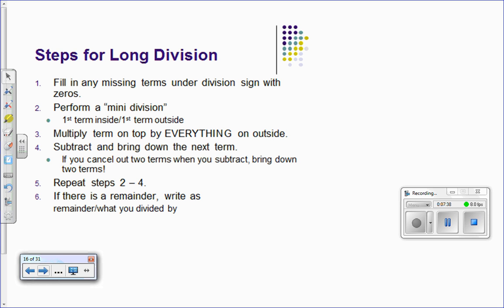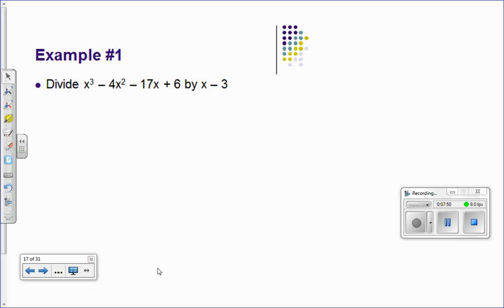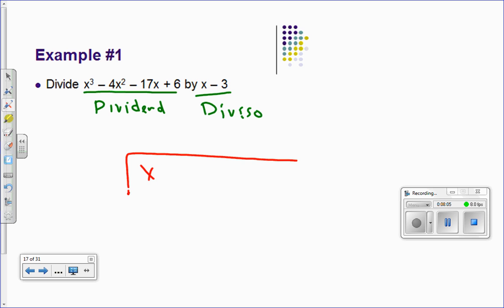What we're going to be doing here is dividing polynomials with long division and synthetic. You can pause this video and write down these steps as you need, but let's just jump into an example. So with long division, let's use terminology here. This is the dividend, and we're dividing by the divisor. We're going to put the dividend inside here and get x to the 3rd minus 4x to the 2nd minus 17x plus 6, and we're going to put x minus 3 on the outside.